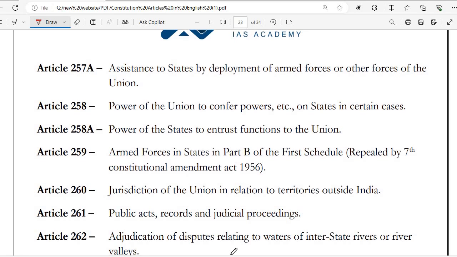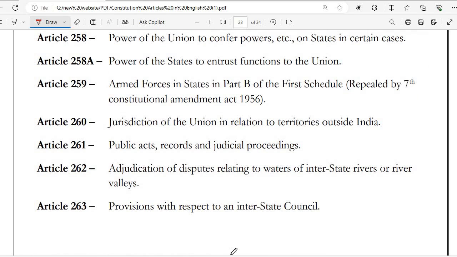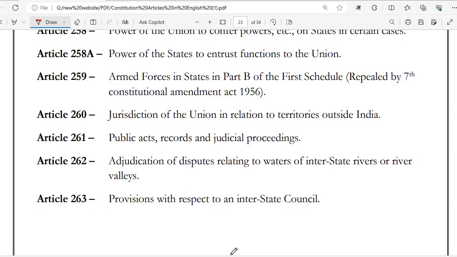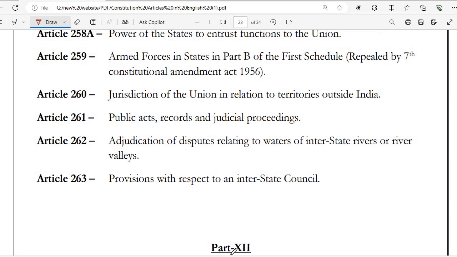260, 261, public acts, records, judicial proceedings. 262, important: adjudication of disputes relating to waters of interstate rivers or river valleys. 263, provision with respect to the interstate council.